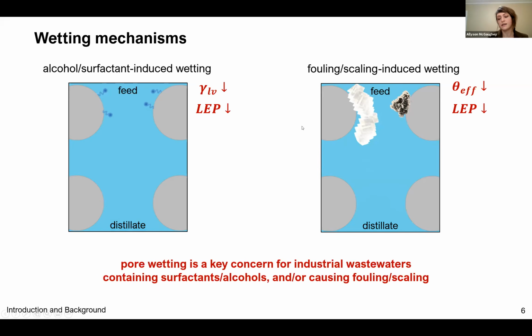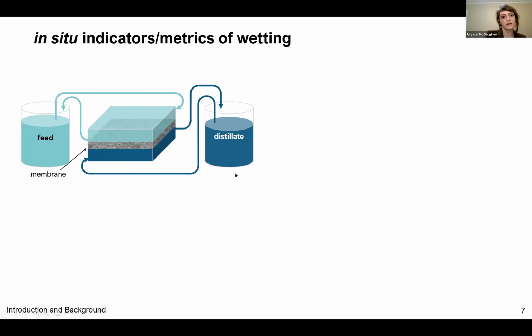So pore wetting is a key concern for these industrial wastewaters that MD is often suggested for, because in many cases they contain surfactants or alcohols and/or can cause fouling or scaling of the membrane. So for this study, we're interested in looking at in situ indicators to better understand wetting that occurs during MD.